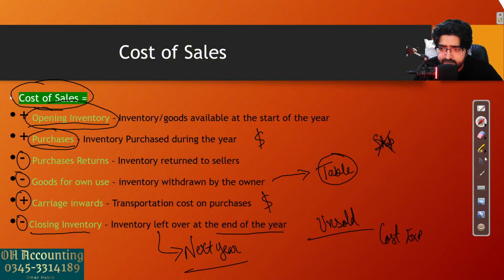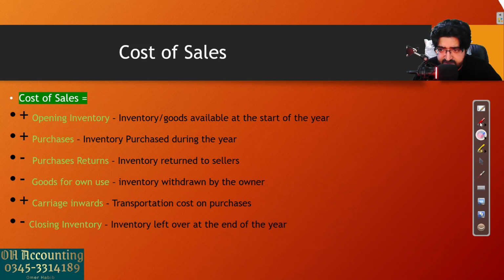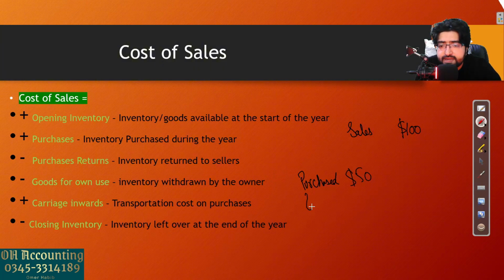Okay, I can do it here only. Let me pick some random values and show it to you. Let's say I had sold goods worth $100. Okay, my sales were $100. And the goods that I sold, I purchased those goods for $50, and then I also paid a transportation cost of $20.